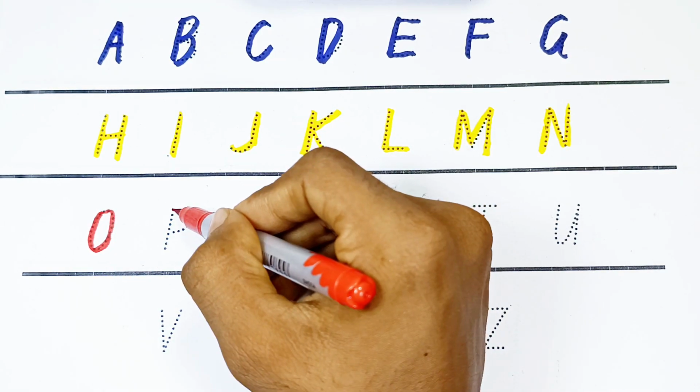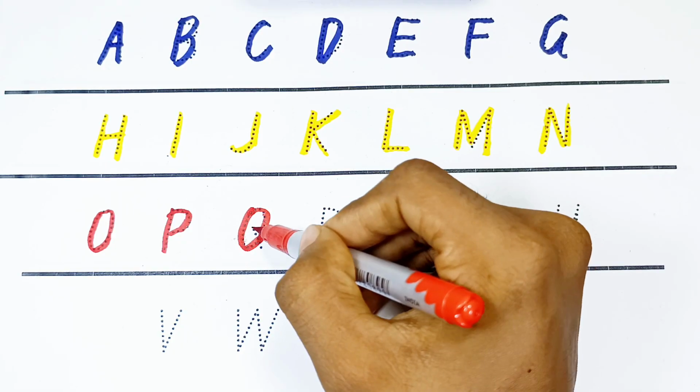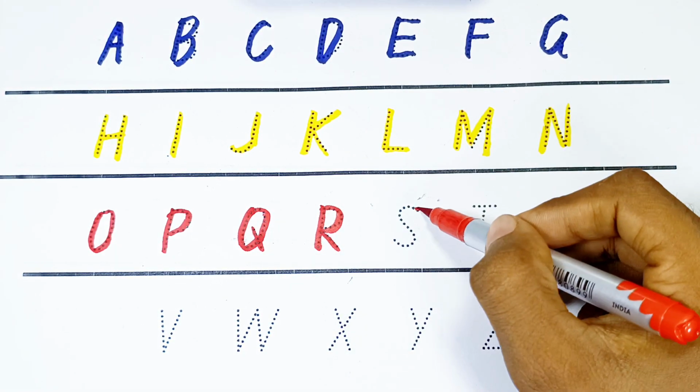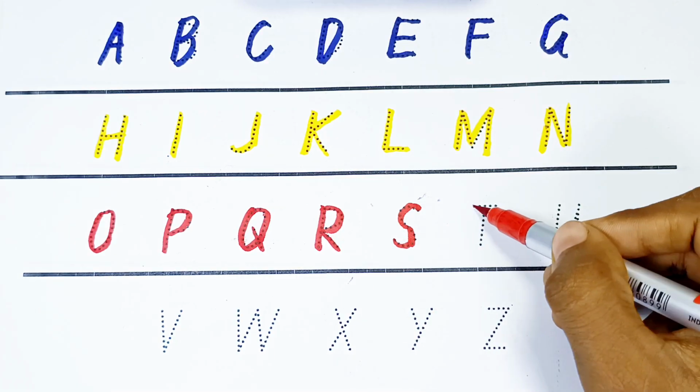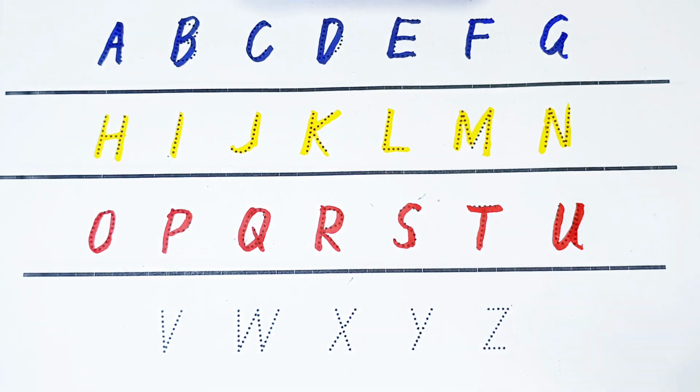O for orange. P for parrot. Q for queen. R, S for sun. T for teacher. U for umbrella. Now you draw V.